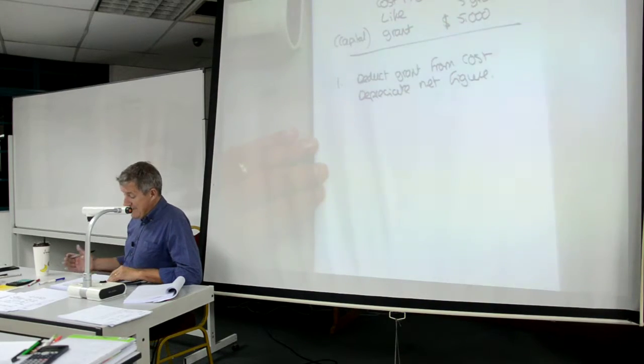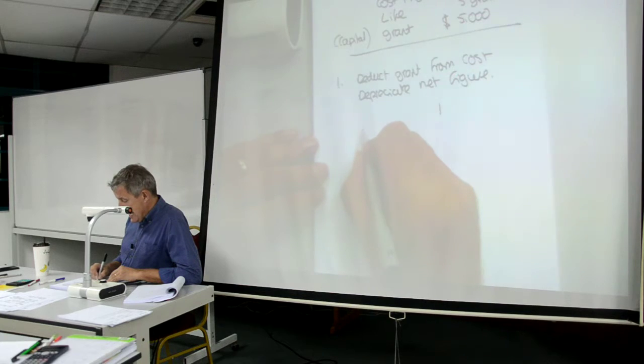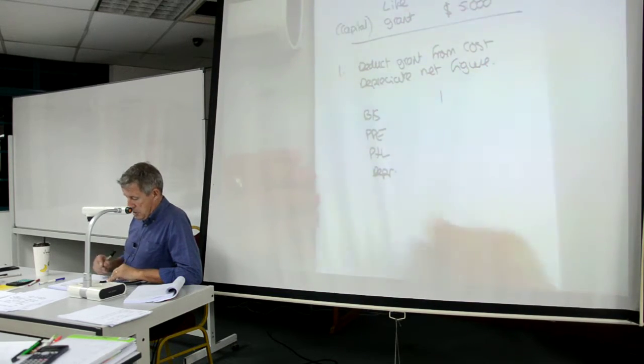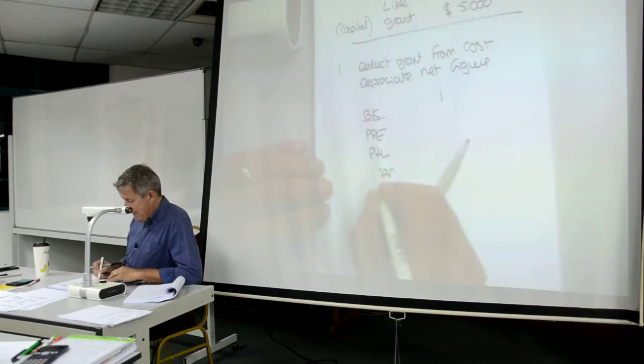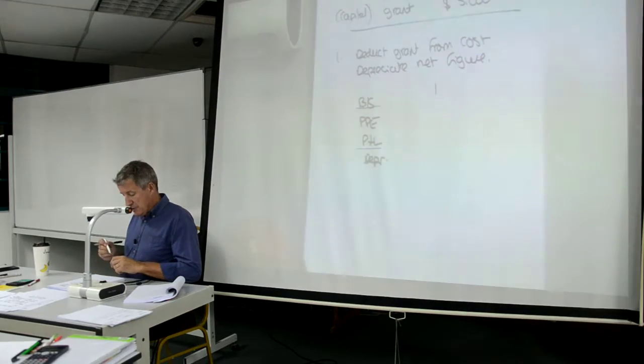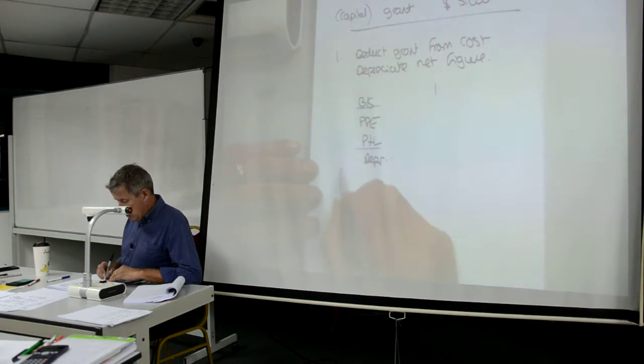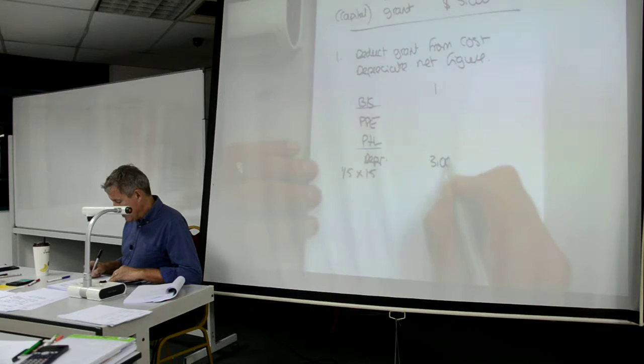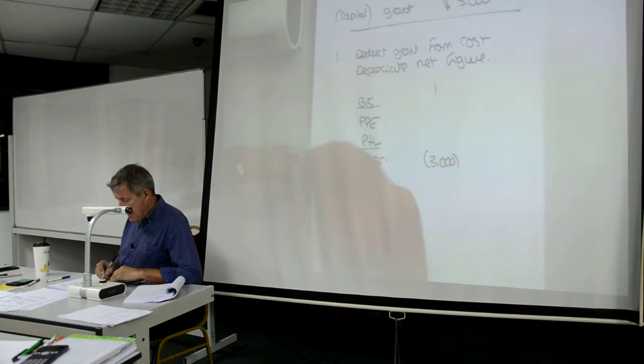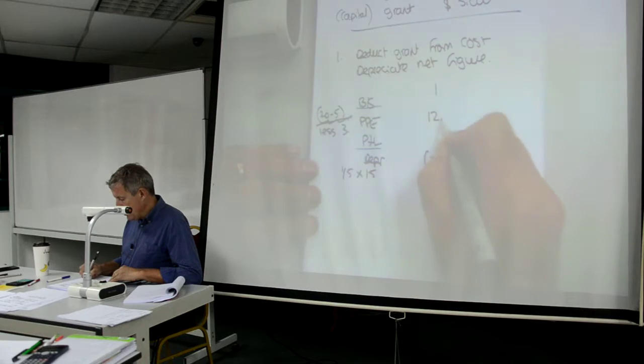So what would that mean in reality? In your balance sheet you would have PPE, and in your P&L you would have depreciation. Your depreciation would be 1/5 of 15. Your depreciation would be an expense of 3,000. Your PPE will be 20 minus 5, then less the depreciation of 3. So your PPE there would be 12.